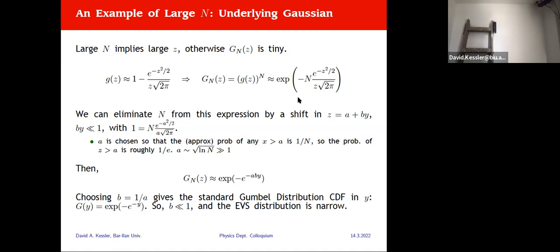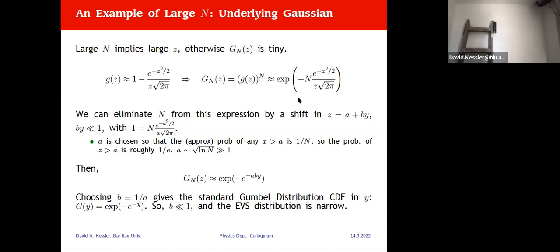Okay. The trick is we can eliminate n from this expression if we shift z. So we're going to say z is some number a, which depends on n, plus by. So we're going to shift variables from z to y, by putting in this shift. And the idea being that the fluctuations are small, hopefully, right? That we have some answer plus relatively small fluctuations around some answer. And then the question is first, what is a?